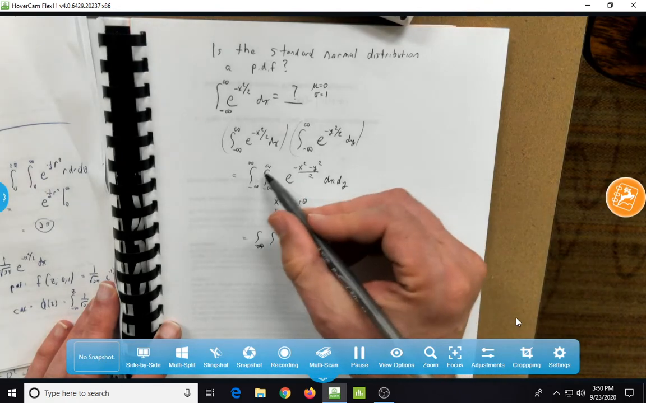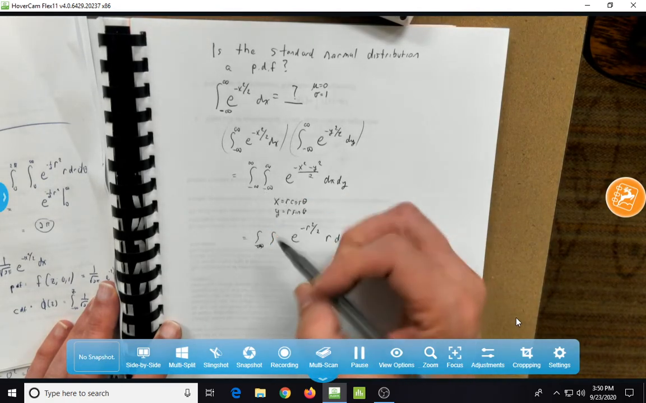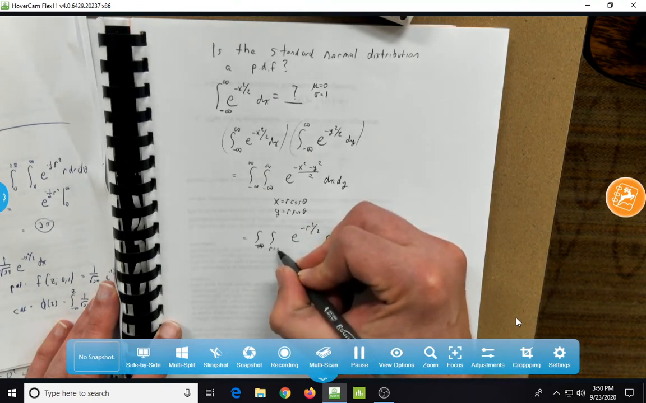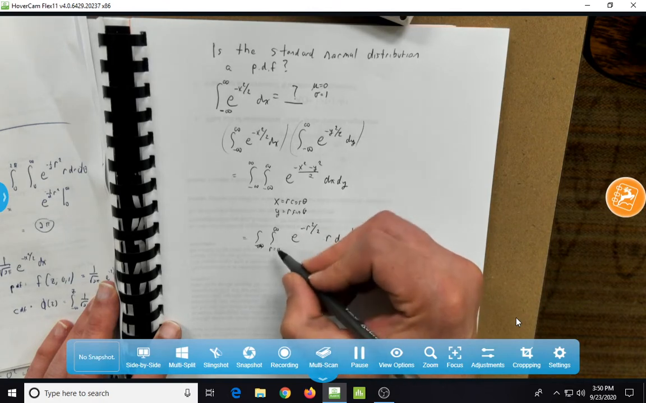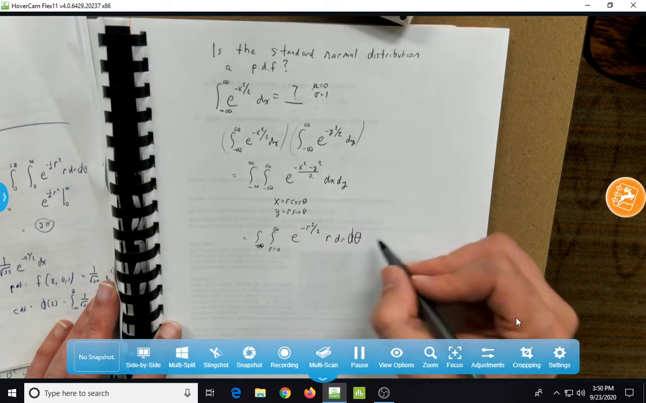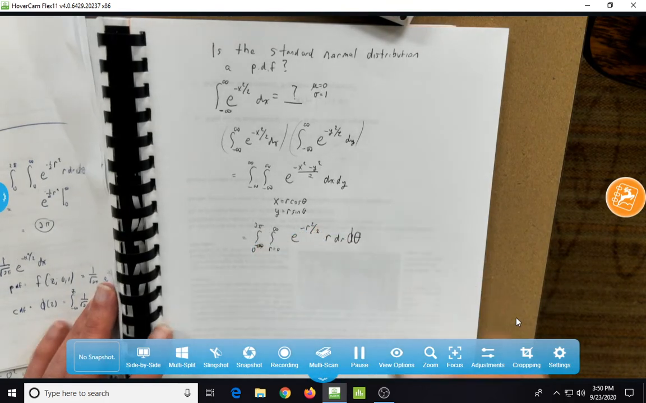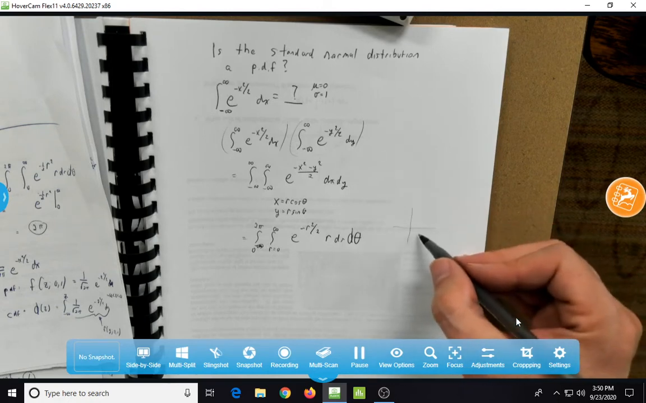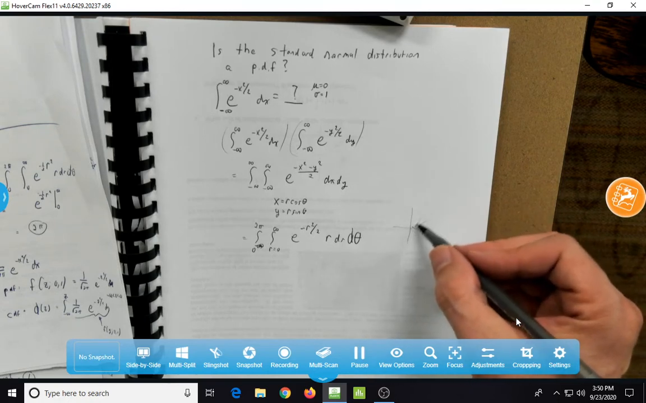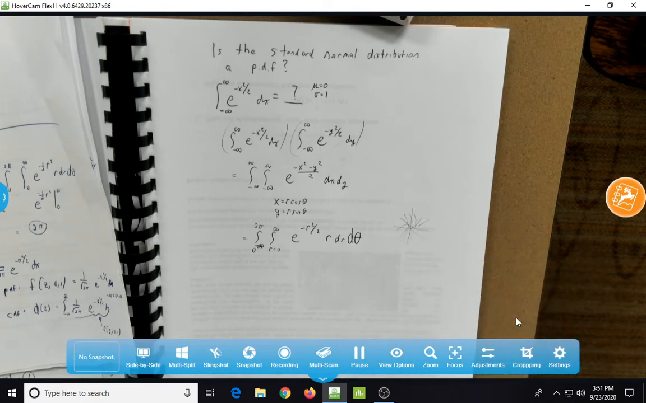Now, since I'm going over the entire plane, my r's are going to go from 0 to infinity, and then my angle around will be from 0 to 2 pi. So my r's go out, and I'm going out all the way around from 0 to 2 pi.